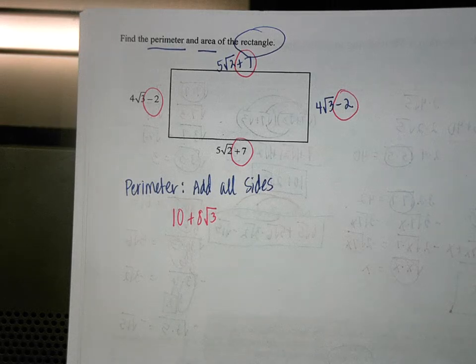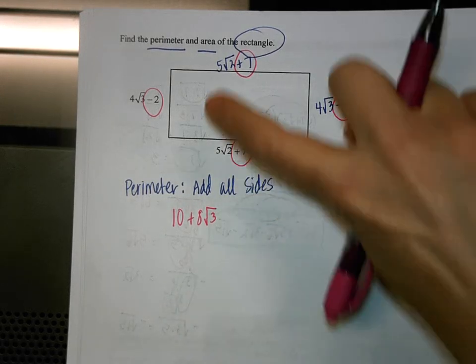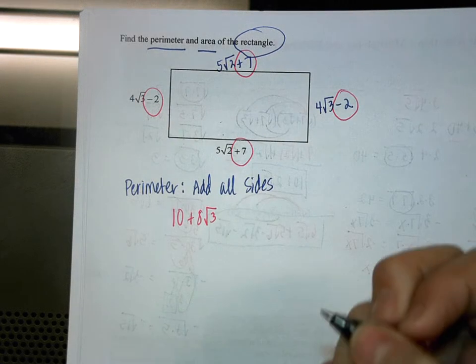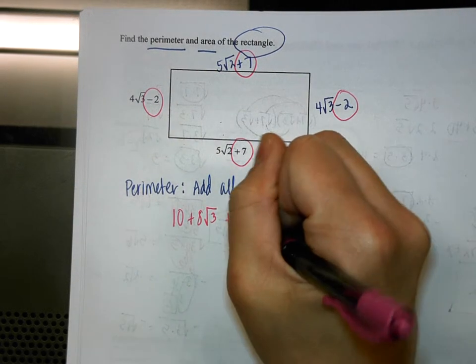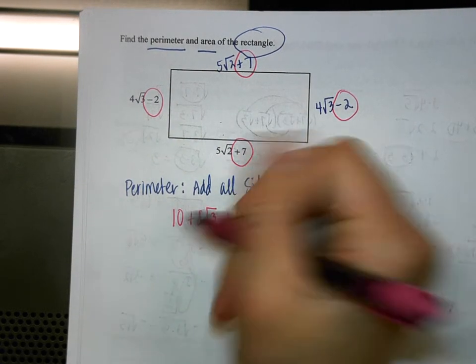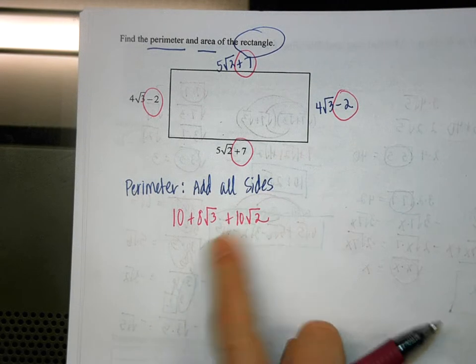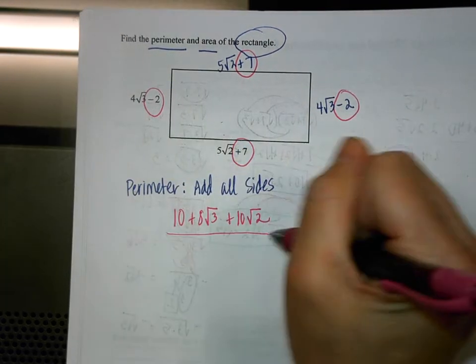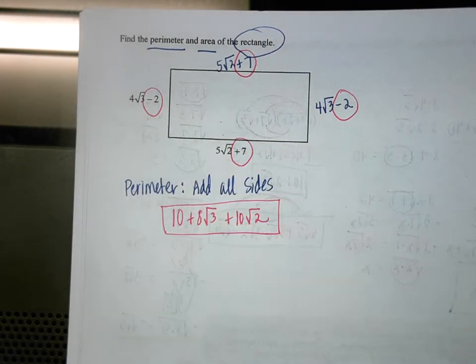And then I can add the 5 root 2 and the 5 root 2 together, which makes a 10 root 2. And there's nothing more I can do because I can't break down these roots at all. And so this is my perimeter. Do we have any questions?